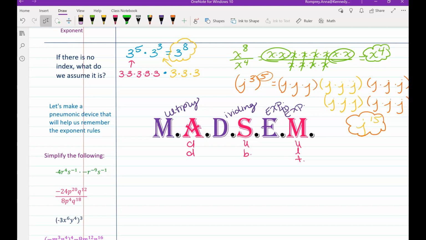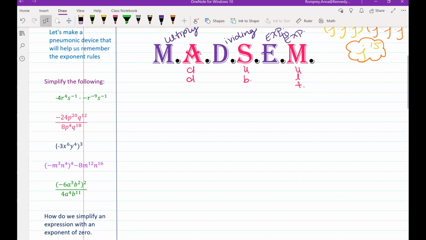So our mnemonic device is MADSIM. Oh, I tweaked this a little bit, so go ahead and ignore that. That's going to go with the next lesson. All right, so simplify the following.